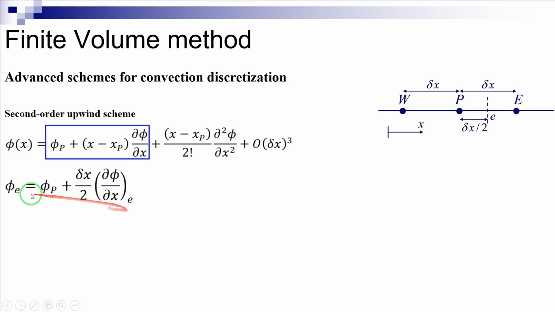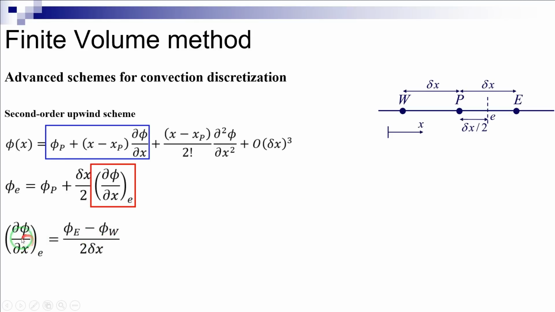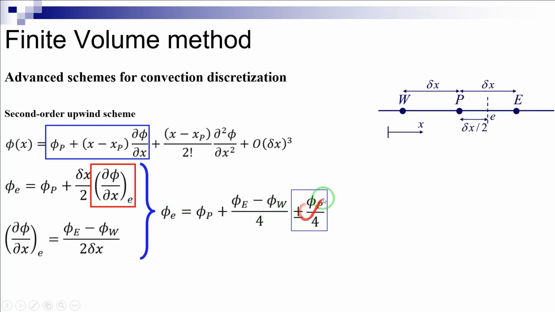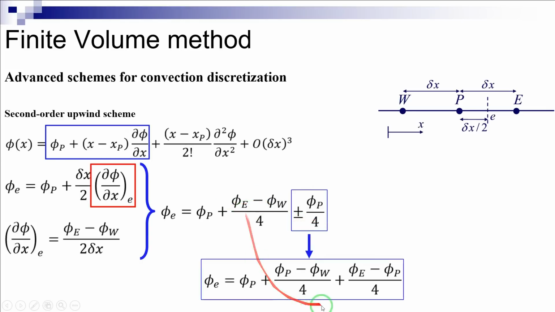To obtain the value of phi at the eastern surface, we need to calculate the value of the gradient of phi at this surface. This gradient can be calculated using either a central difference or backward differencing or forward differencing. Using the central differencing, this gradient is estimated as shown here. Therefore, the value of phi at the eastern surface can be written as shown here. By adding and subtracting phi P divided by 4 to this equation, we're going to have this equation. This is the second order Upwind scheme.